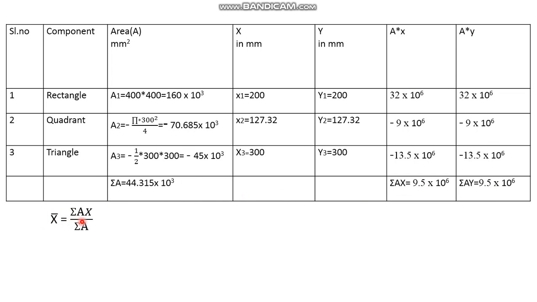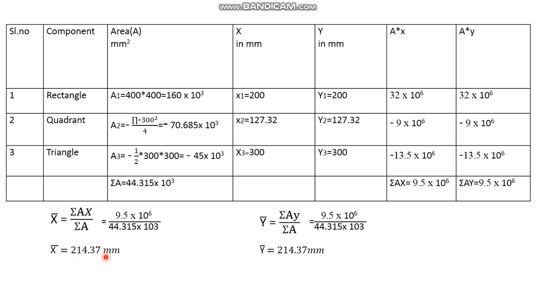So x bar is summation of ax divided by summation of a, so 9.5 into 10 power 6 divided by 44.315 into 10 power 3. You will get x bar is equal to 214.37. So y bar is also the same, substitute the same thing, you will get the same value. So this is the centroid of the given shaded area. Thank you.